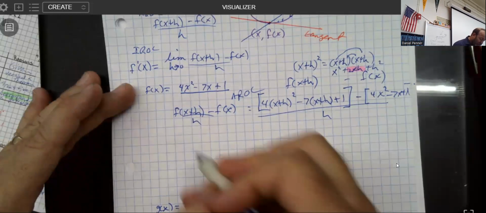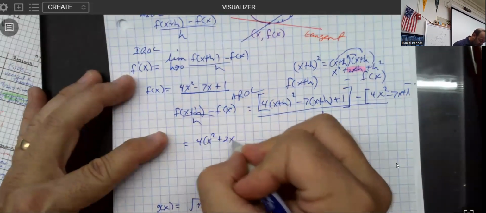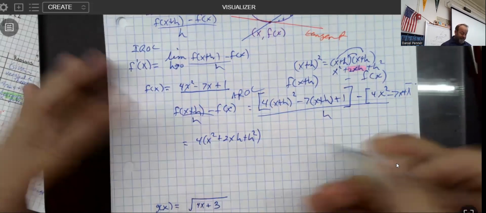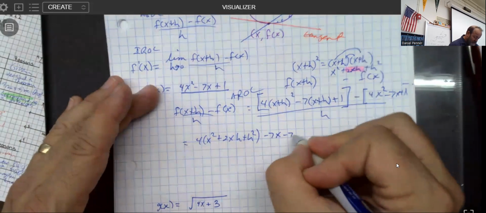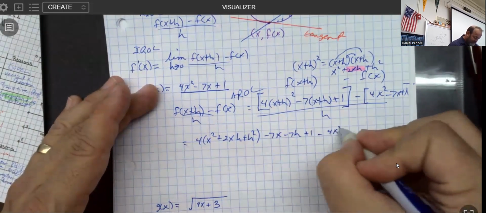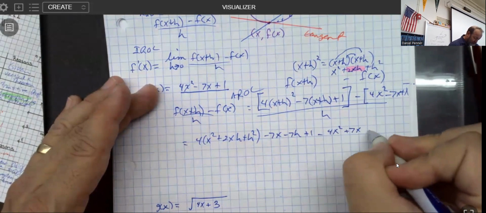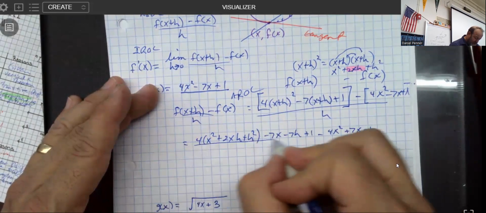So here we go. So I have 4 of those x squared plus 2xh's plus h squared that I mentioned a minute ago. I've got minus 7x minus 7h plus 1. And I'm going to go ahead and distribute this negative through. And that was a minus 1 then, all over h.